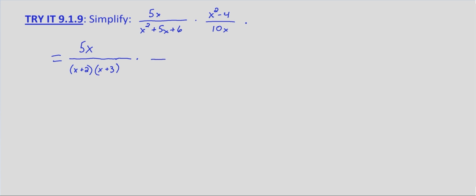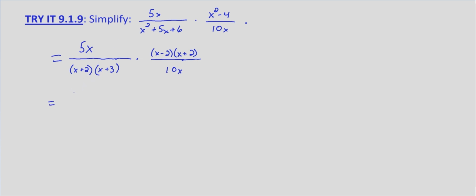Now let's look to our second term, x squared minus 4. That is a difference of squares, x squared and 2 squared. So that's going to be x minus 2 times x plus 2. And then the 10x, again, is already factored. It's already prime.